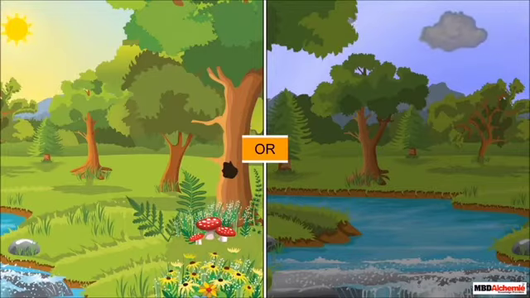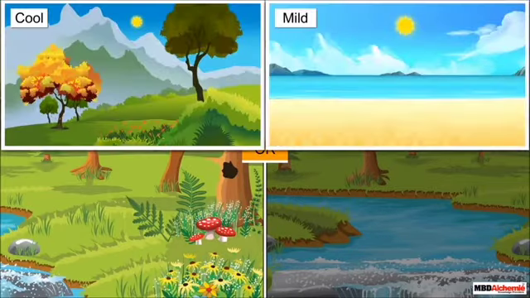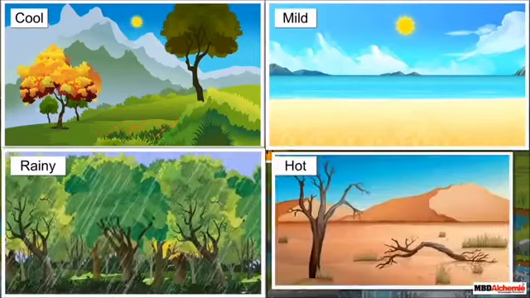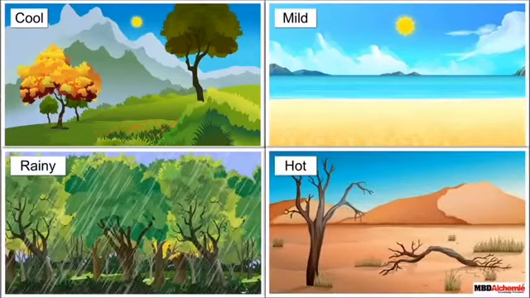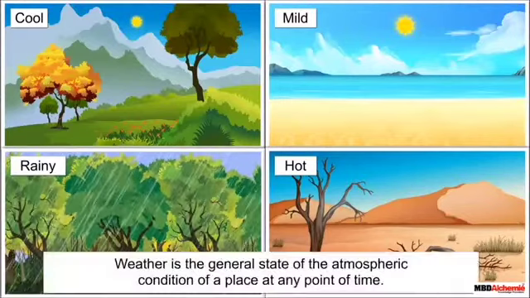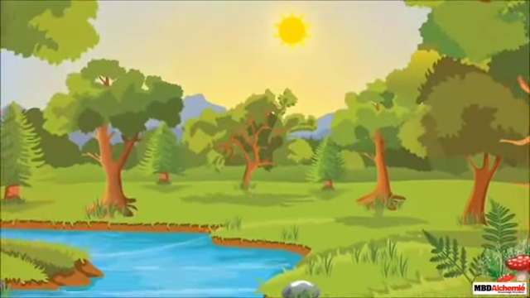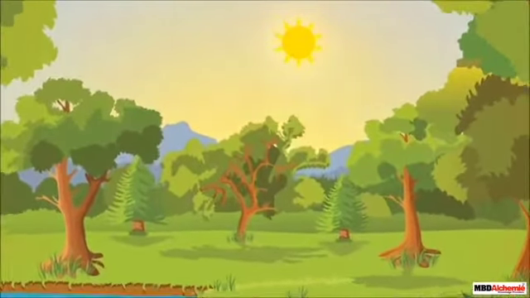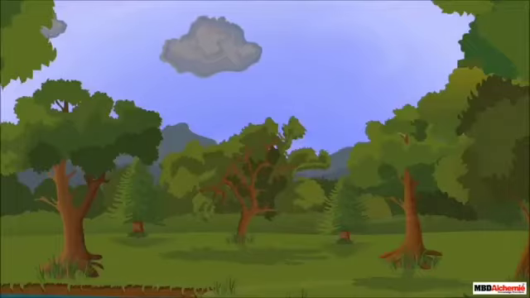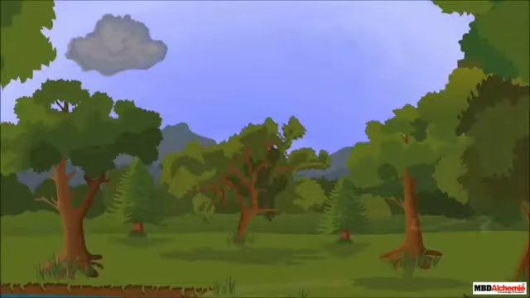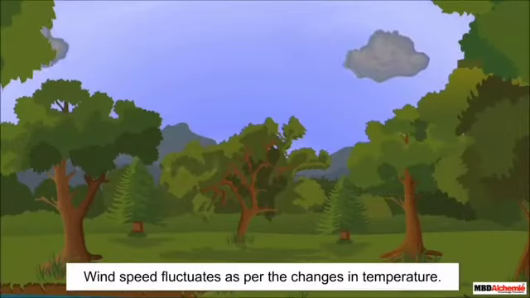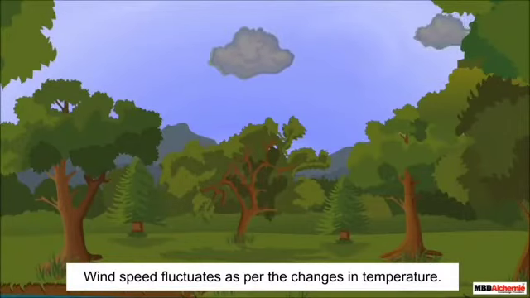We often talk about the weather condition of various places, cities, hill stations, and some other towns where our friends and relatives live. So, weather is the general state of the atmospheric condition of a place at any point of time. The condition changes with any minute change in the atmosphere. For example, daytime has sunshine and higher temperature, whereas nights have no sunshine and the temperature is lower. Wind speed also fluctuates as per the changes in temperature.